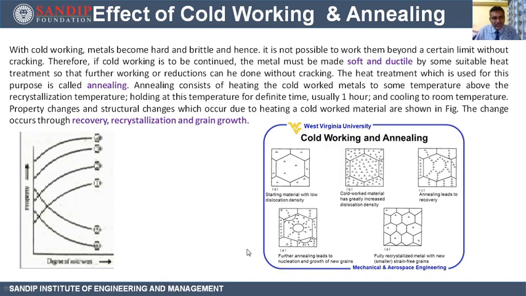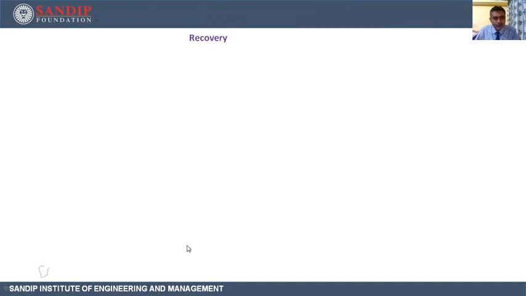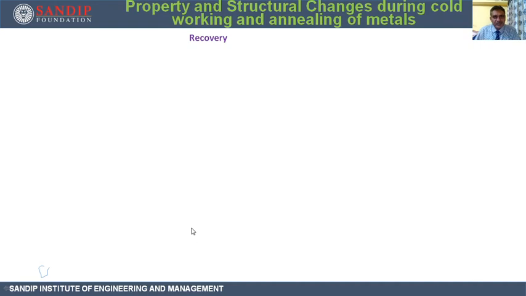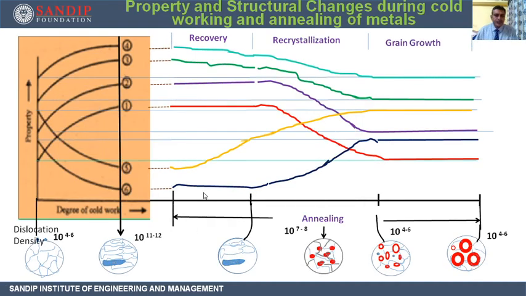This phenomenon can also be explained with the help of a graph. So we can see property and structural changes during cold working and annealing of metals. This graph very clearly explains what exactly is happening. This is our initial material, which has an equiaxed polygrain structure with a dislocation density of 10 to the power 4 to 6. After cold working, we can see the dislocation density has drastically increased. It has reached 10 to the power 11 to 12.